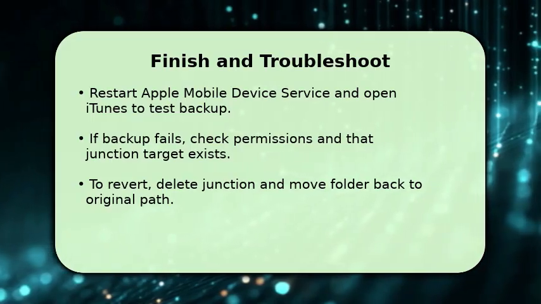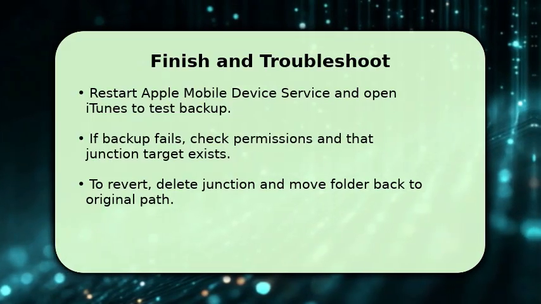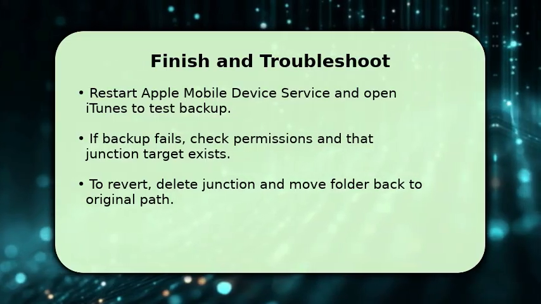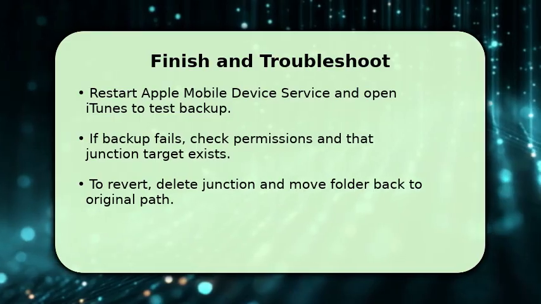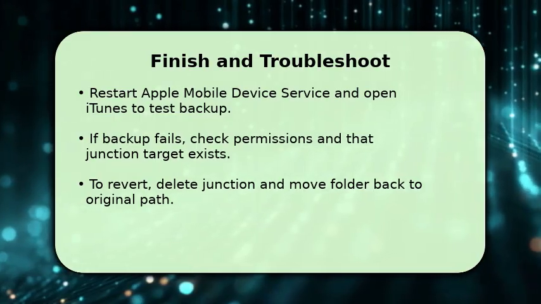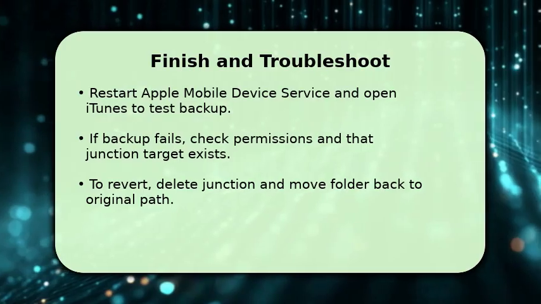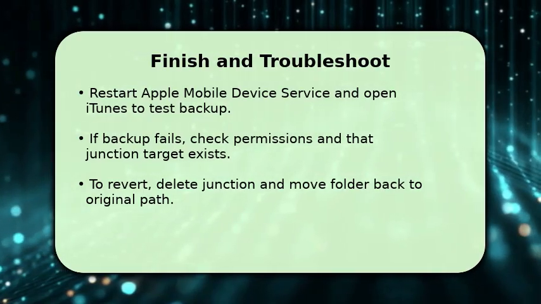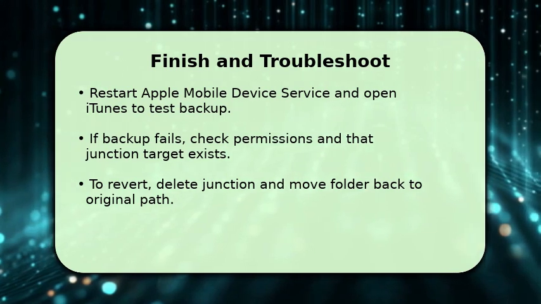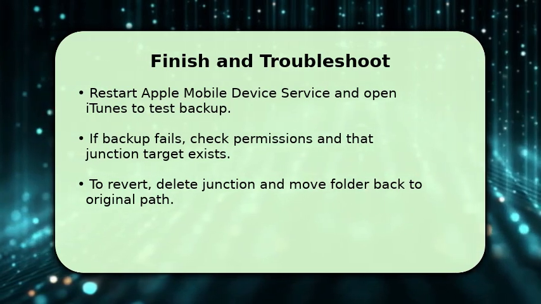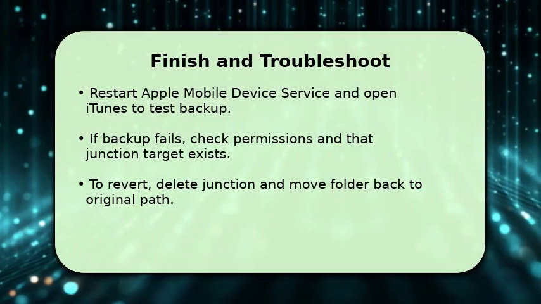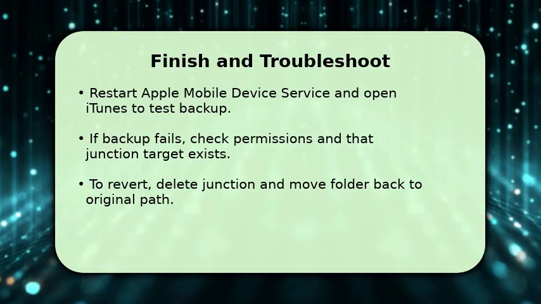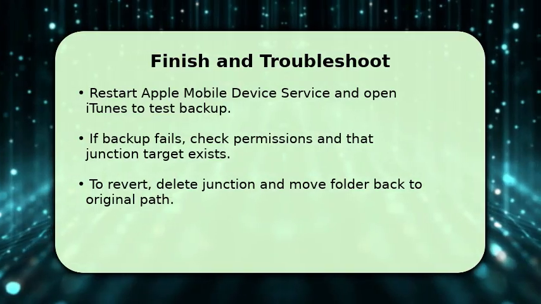Open iTunes and run a manual backup. You should see progress saving to D:/iPhone backups. If it fails, make sure the junction points correctly, the target folder has full permissions for your user and system, and no antivirus is blocking writes. If necessary, delete the junction, move the folder back to %appdata%\Apple Computer\MobileSync, and recreate it after fixing permissions. This single troubleshooting tip usually resolves most errors quickly.